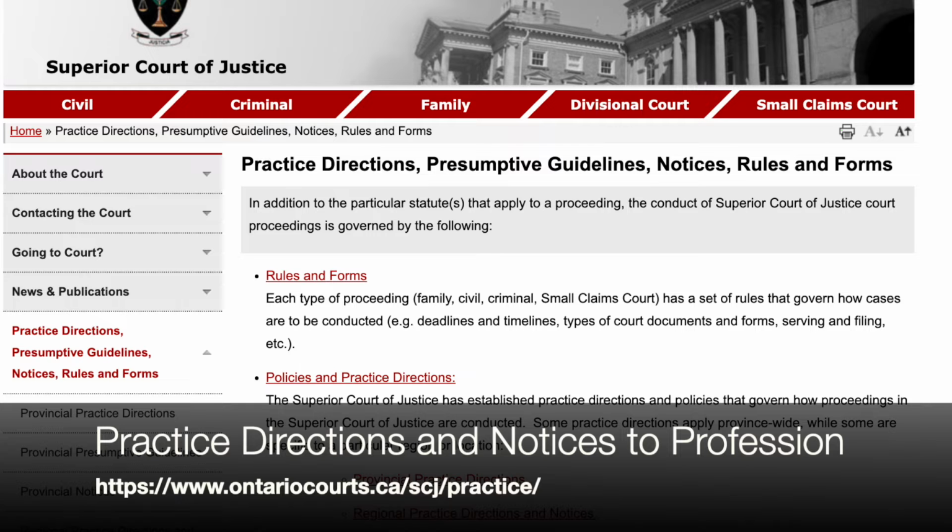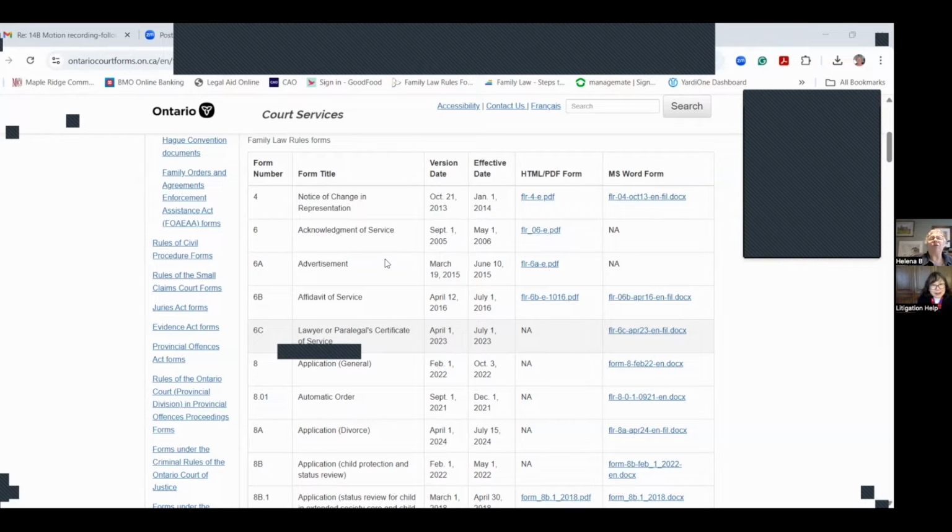So the first step is what you'd expect. You have to complete the Form 14B motion form. And we actually skipped a little bit of scrambling around. So I am screen sharing now. Can you see my screen? Yep, I can. Excellent.